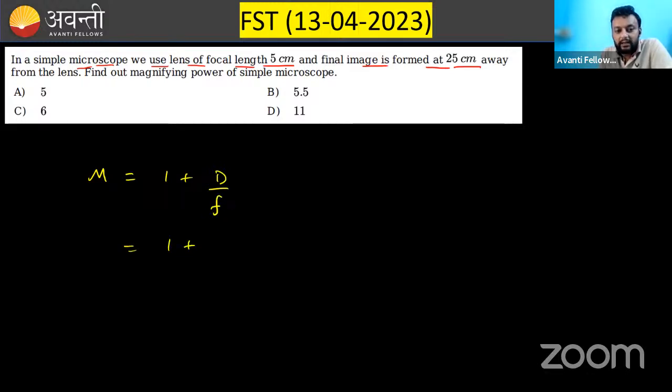1 plus d by f. D is what? Distance, that is given as 25 centimeter. F is what? Focal length. Focal length is given as 5 centimeter. That will be 6. So what is the magnifying power of the simple microscope? It is 6, which is option number C.